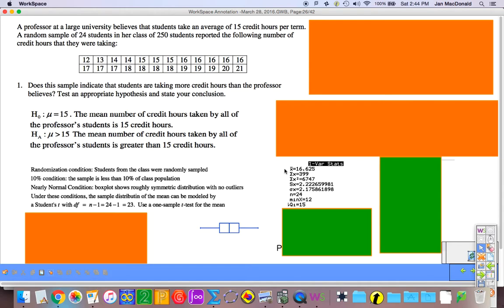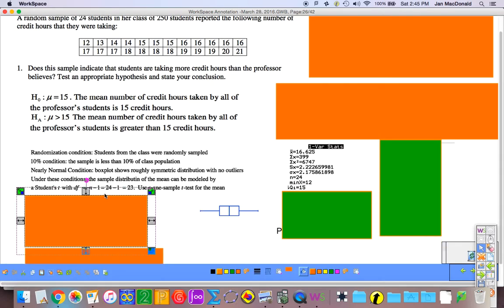So now we know the sample mean, or our statistic, is 16.625. That is our sample mean. We also know that the standard deviation of my statistic, according to the calculator, is 2.222. But just a reminder, we need to take this value and divide it by the square root of n.